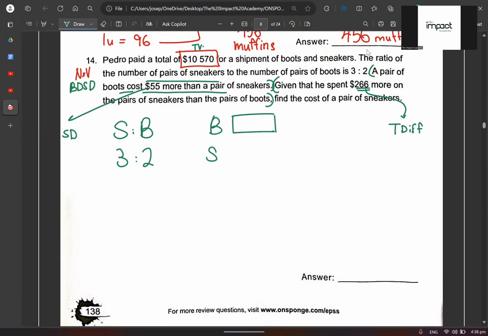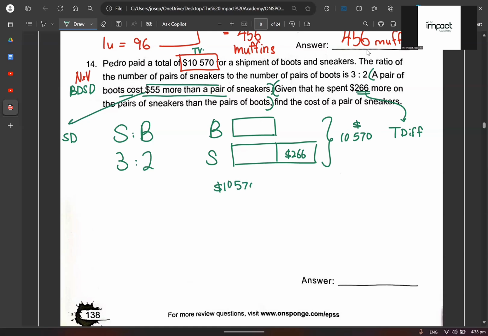Which one is more expensive? The sneaker is more expensive, right? So 266 is over here, and we say that this entire thing is 10,570. So 10,570 minus away 266, we get 10,304. What we want to do is divide by 2. We get 5,152.